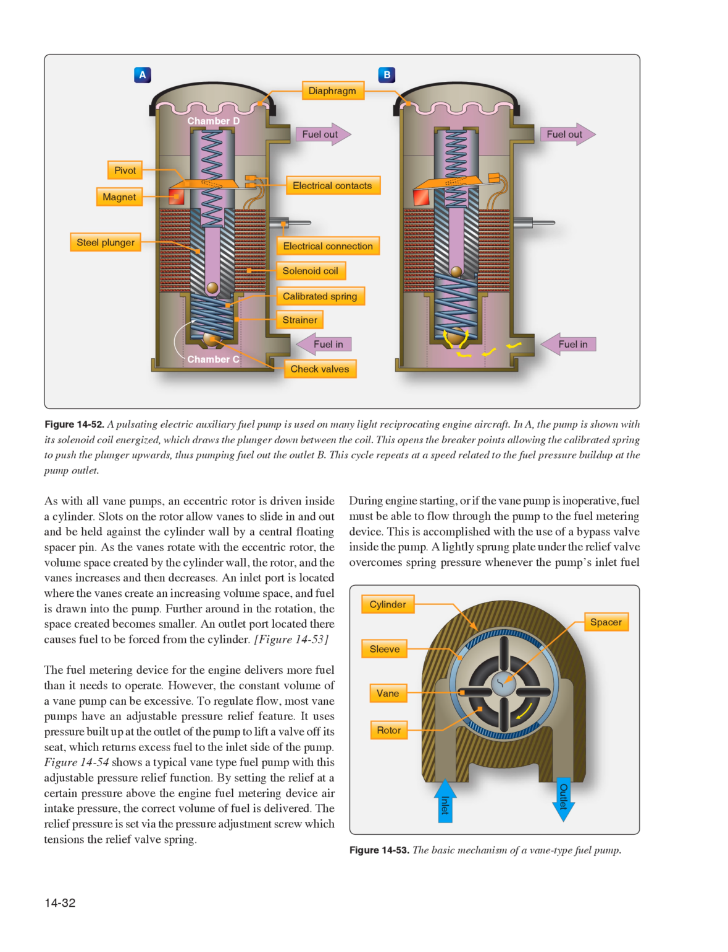Slots on the rotor allow vanes to slide in and out and be held against the cylinder wall by a central floating spacer pin. As the vanes rotate with the eccentric rotor, the volume space created by the cylinder wall, the rotor, and the vanes increases and then decreases.